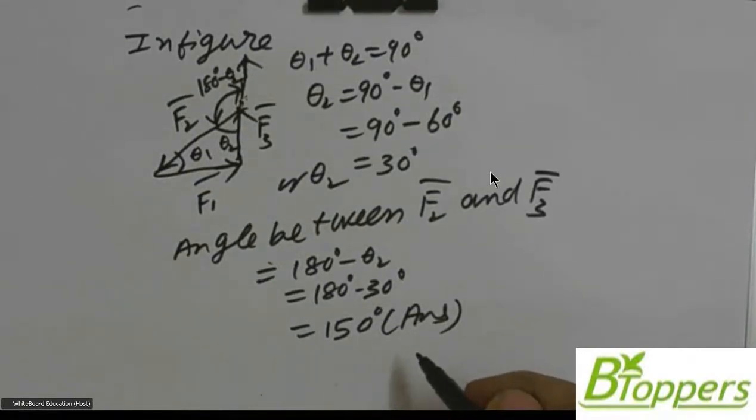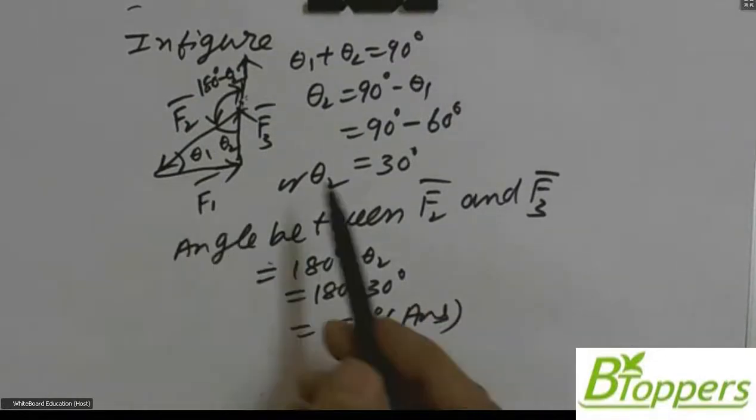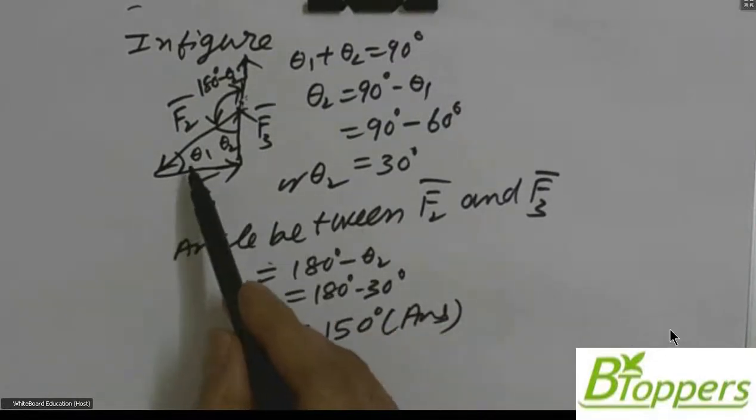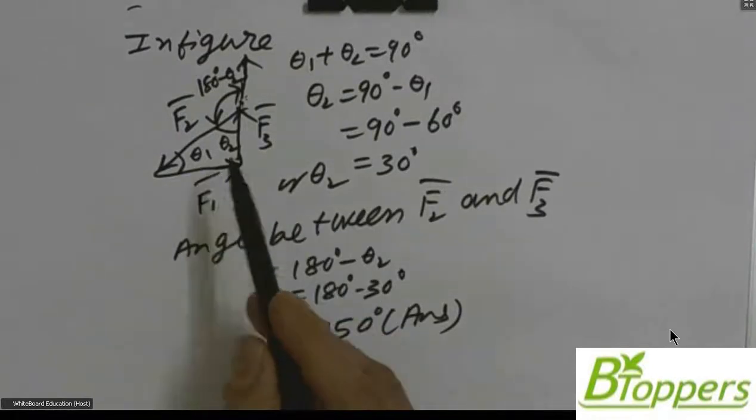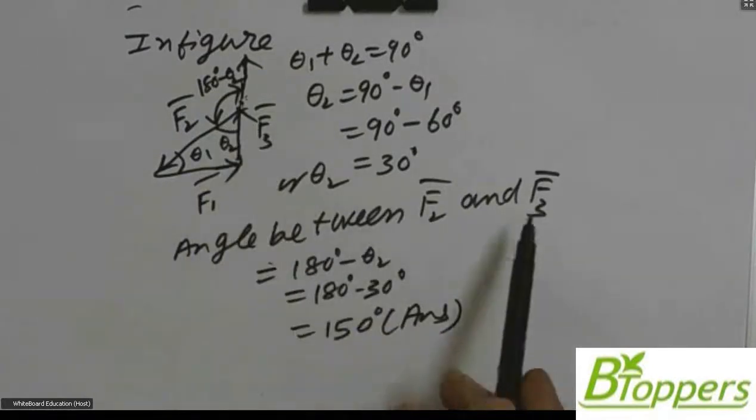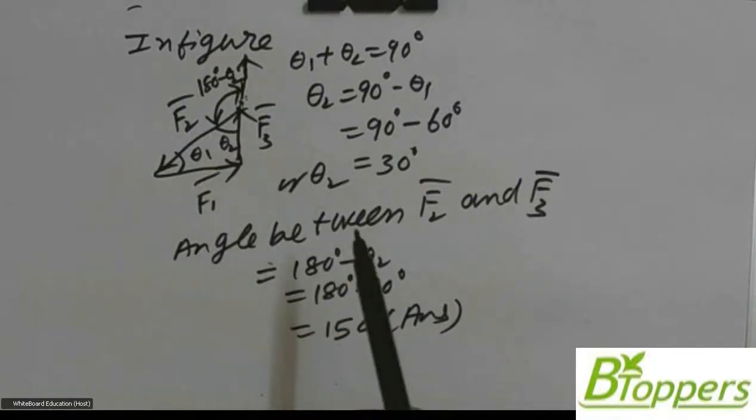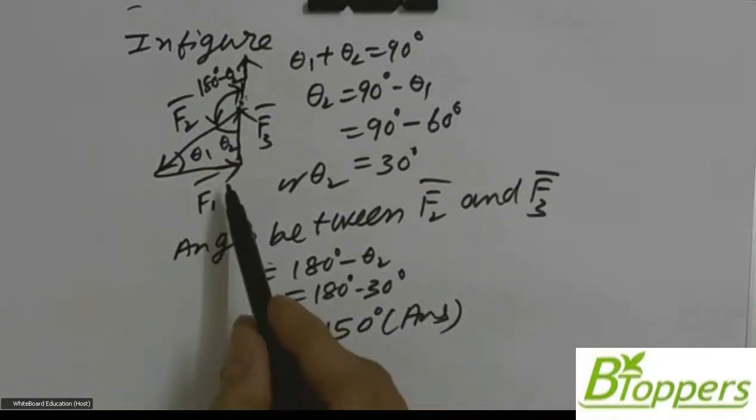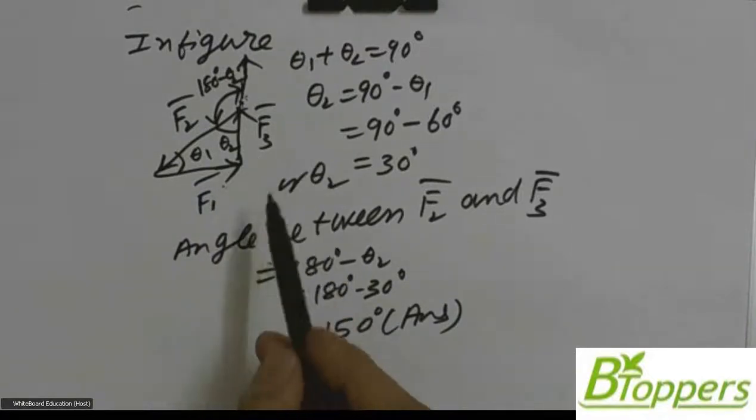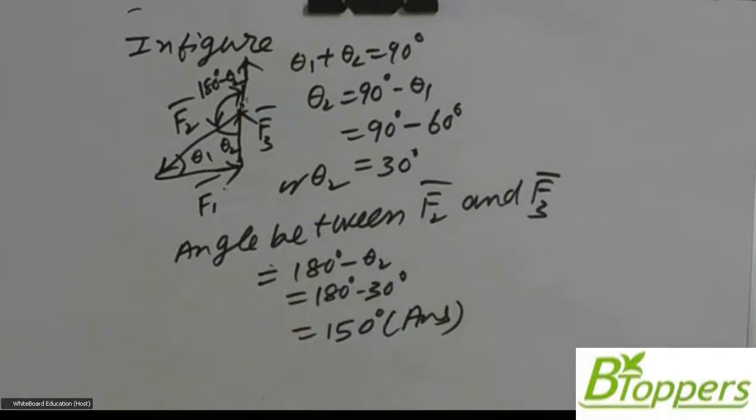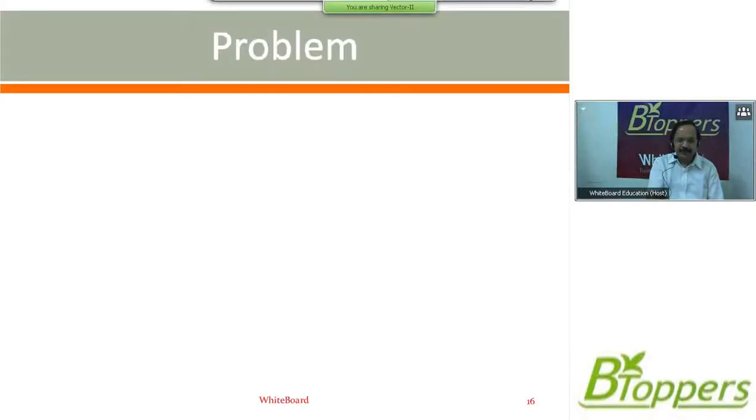So finally, you can see the answers for the three questions. The angle between F1 bar and F2 bar is 180 minus theta 1, that is 120 degrees. The angle between F2 bar and F3 bar is 180 degrees minus theta 2, which will be 150 degrees. The angle between F1 bar and F3 bar is 90 degrees. Next problem.